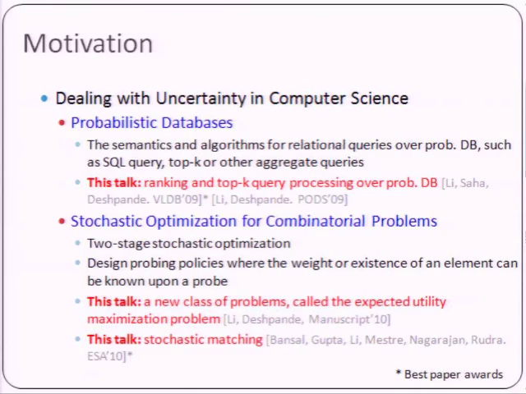So actually many different sub-areas in computer science have interest in dealing with uncertain data, for example, networking and machine learning. But in this talk, I'm going to stay with two topics. One is probabilistic databases. In this domain, researchers are interested in designing ways to incorporate probabilities into relational tables. And people study the semantics and the algorithms for relational queries such as SQL queries, top K queries, or aggregate queries. And in this talk, I'm going to talk about ranking and top K queries over probabilistic databases. So another area I'm going to talk about is stochastic optimization for combinatorial problems.